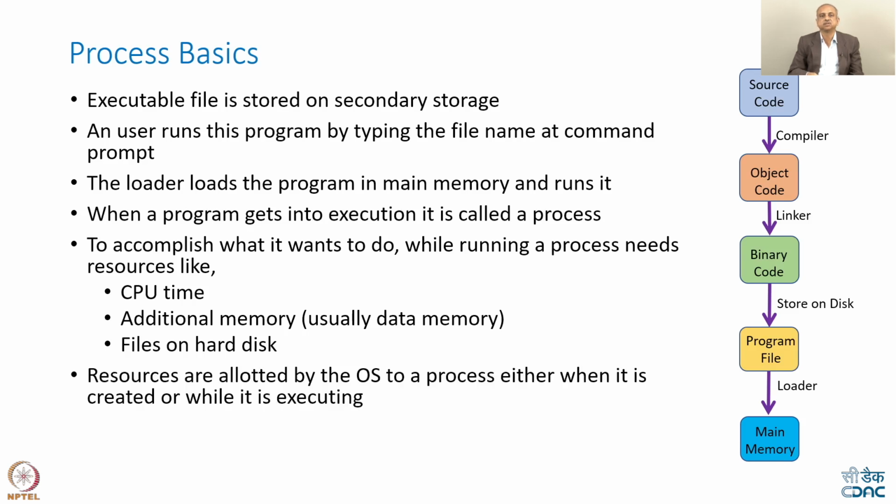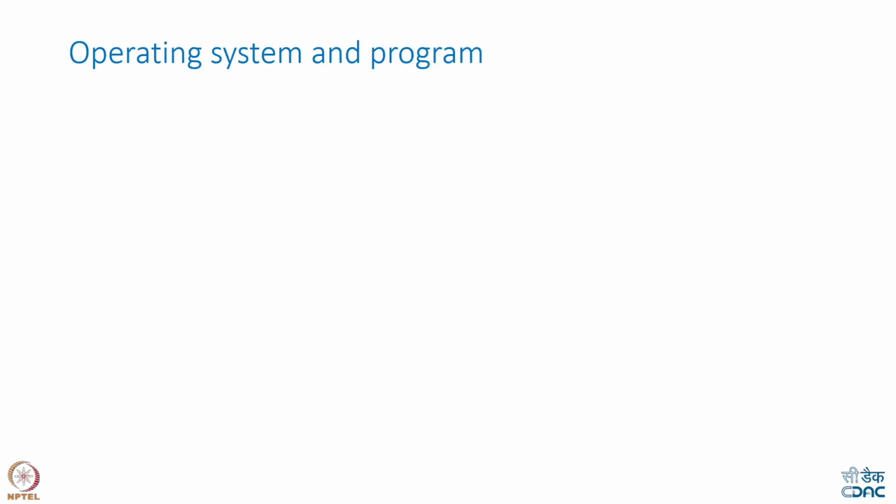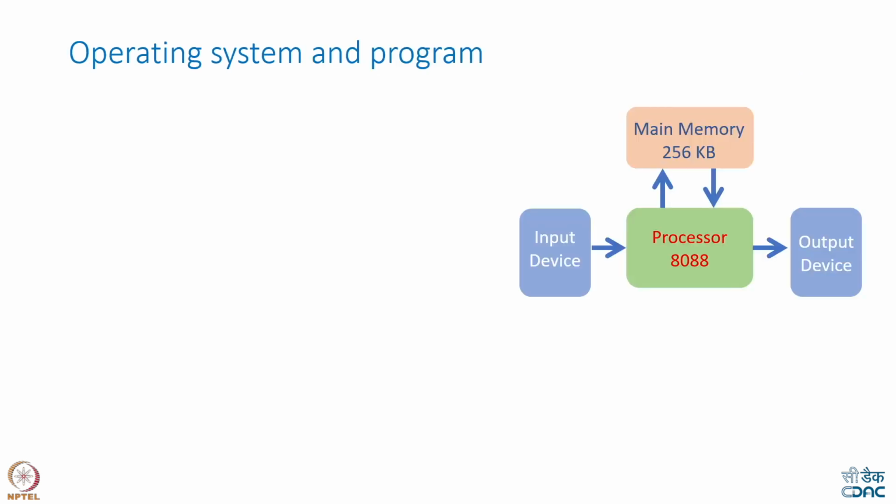To get these resources, it will make a request to the operating system, and while the program is running, certain resources are allotted by the operating system for its proper functioning. When the process is running, it may ask for additional resources depending upon the need. So, the operating system manages the process while it is created and while it is running. Let us see the interaction between the two.